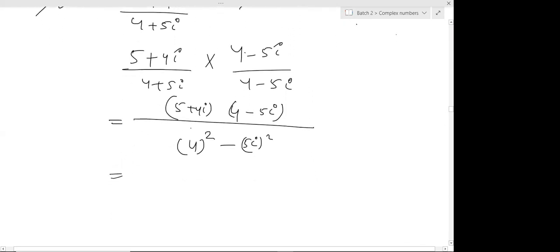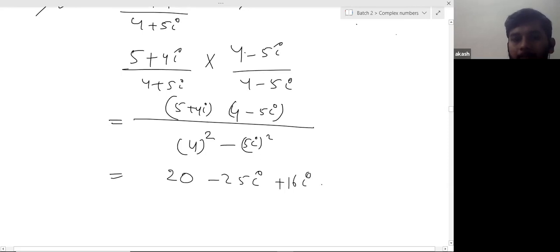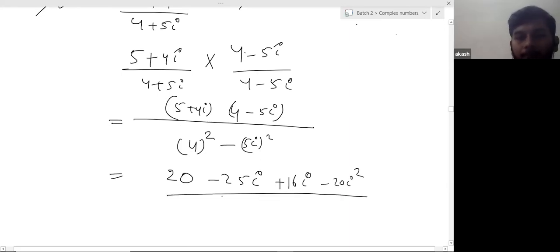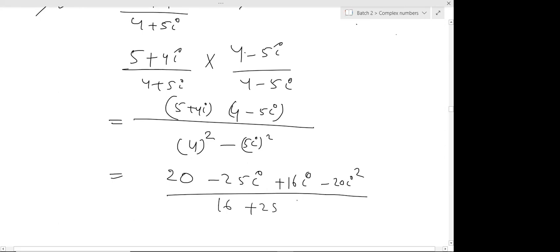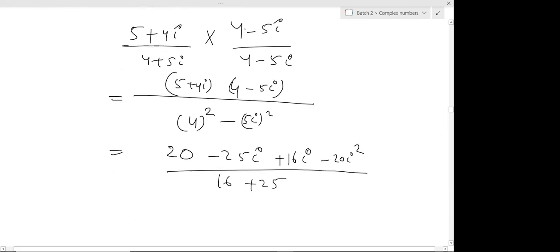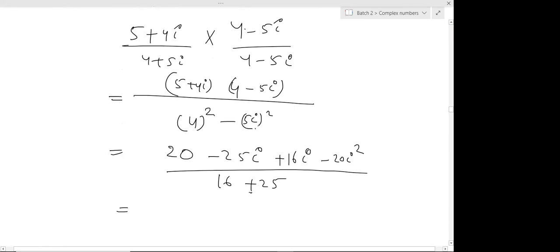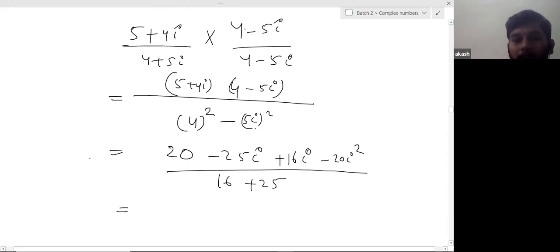Then here it will be 20 minus 25i plus 16i minus 20i square, absolutely right, divided by 16 plus 25. Now it will become 25i square, right? No, no. i square is minus 1. So minus 1 and minus is plus. We put the value of i square as minus 1, right?